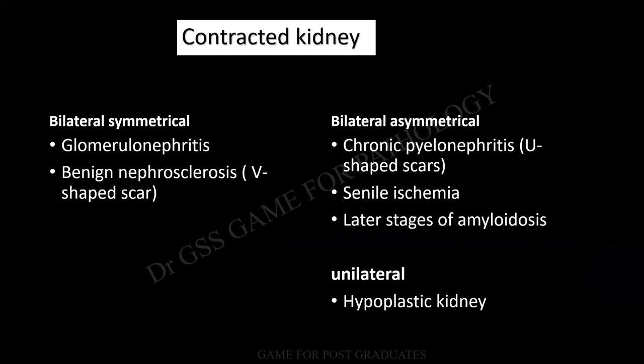Contracted kidney, this is what I had been telling you earlier, whether it is bilateral or unilateral. Bilateral means whether it is symmetrical or asymmetrical. If it is symmetrical, think of glomerulonephritis, nephrosclerosis. There will be a V-shaped scar that can be seen. And in a case of pyelonephritis, there can be a U-shaped scar. Senile ischemia, later stages of amyloidosis. Amyloidosis is enlarged, but later on there is fibrosis and contraction. If it is unilateral, it can be a unilateral obstruction or it can be a hypoplastic kidney.